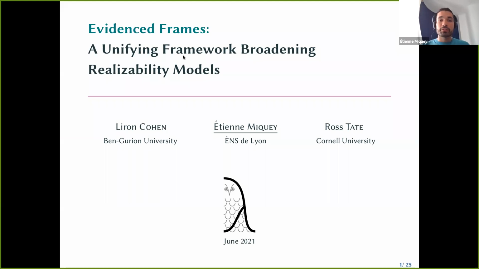So again, thanks for the invitation. And indeed, I will present a joint work with Jeroen Cohen and Ross Tate about evidence frames, which is a structure we came up with in order to reason about realizability models and define realizability models accounting for effectful computations.